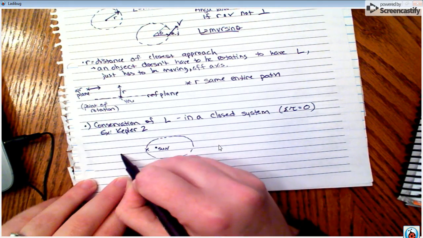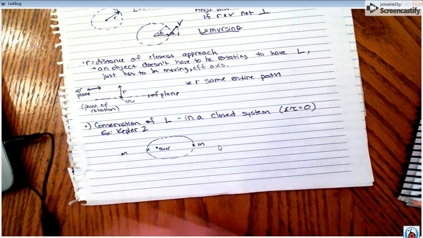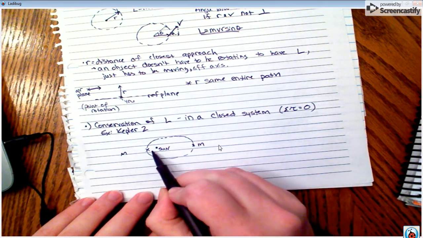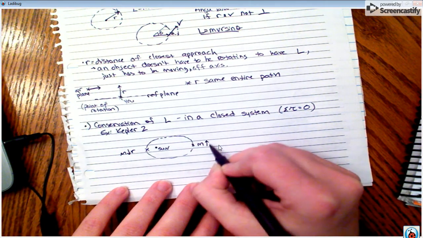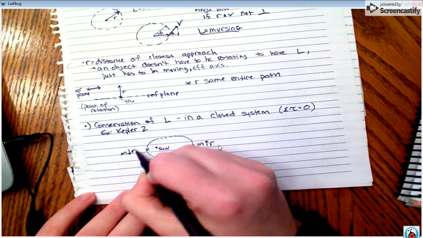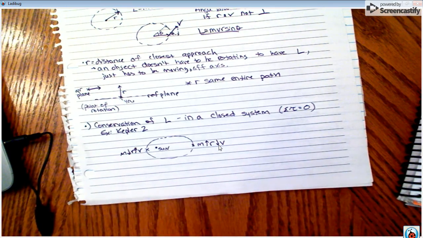The mass of the Earth is the same whether it's there or whether it's here. That's going to be the same. The radius here is at its smallest. Radius here is at its biggest. Velocity here, that is its highest, and that is its lowest.